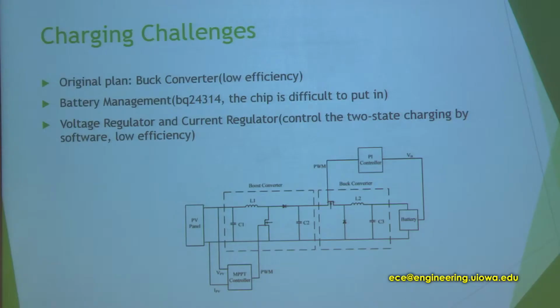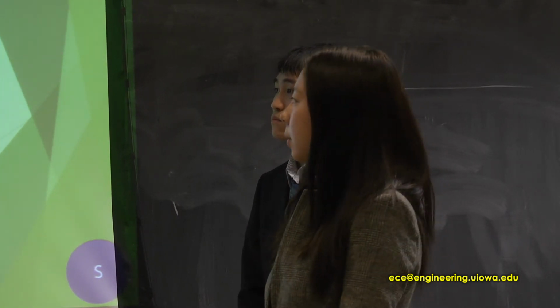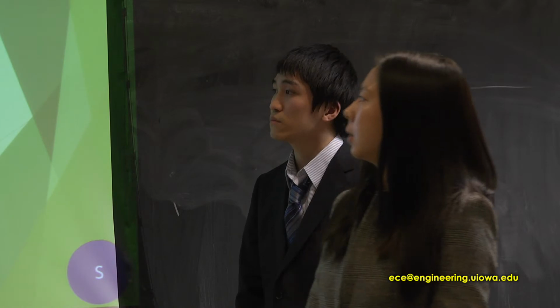For the whole design, our original plan was just to use a buck converter, but as we designed this one, it did not work very well because the input current is very low, so we did not have very high efficiency. So we changed the plan to battery measurement, and I wanted to use the BQ24314, but as I talked with the professor, the chip is difficult to fit in the whole circuit. So we gave up all the plans and decided to use a voltage regulator and current regulator, which we can control for the two-state charging by the software, but it still has a little bit of a problem with efficiency.